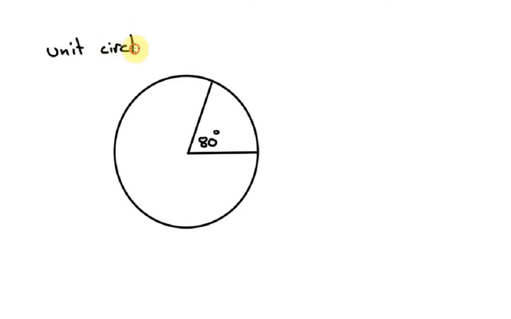Now, what does that mean? A unit circle means it has a radius of 1. Whenever you see unit circle hidden in the question, it gives you that extra bit of information that the radius is 1. And we are asked to find this arc length, which I will call x.